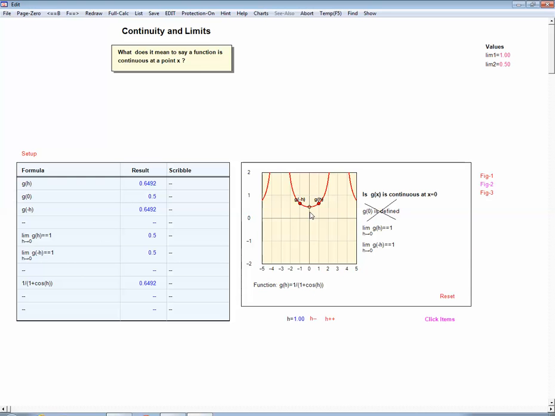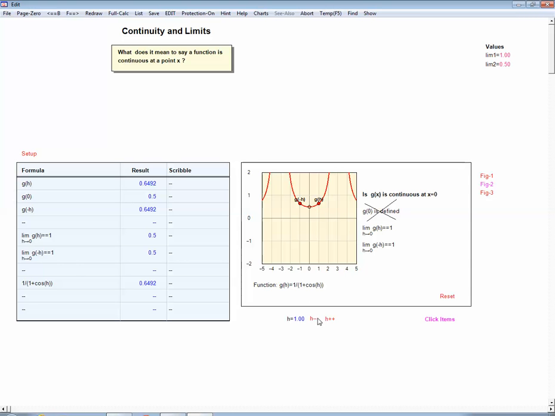Okay, well there's our graph, and it certainly looks continuous at 0. And is it defined at 0? Yeah, it is. There's no problem with putting h equals 0 in here, because the cosine of 0 is 1, and 1 plus 1 is 2. So this thing evaluated at h equals 0 is 1 over 2, or 1/2. And so if we approach the limit, that's going to be the limit, because that's the property of continuous functions.